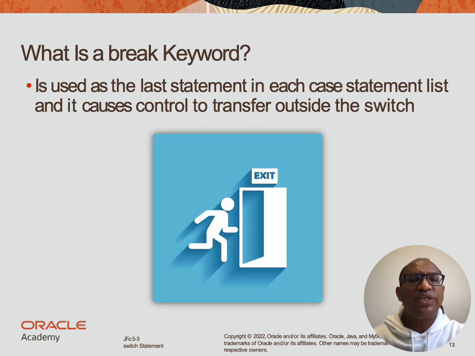The break keyword ensures that only the matched case runs. Without it, execution continues to the next case. This is known as switch fall-through.